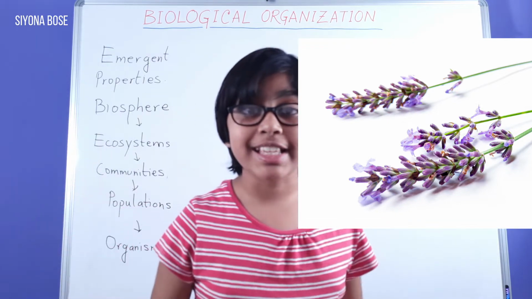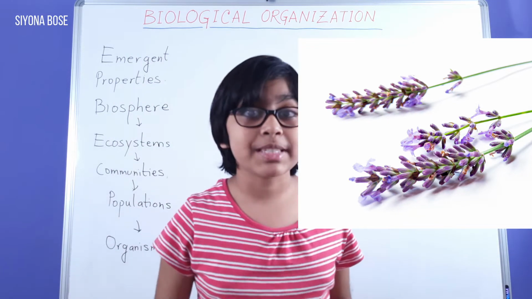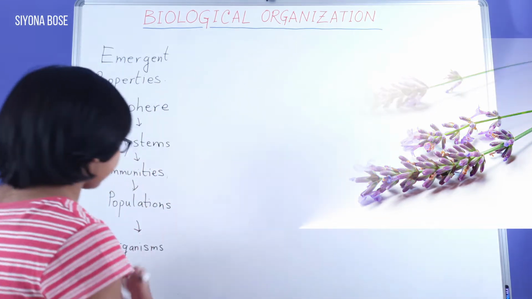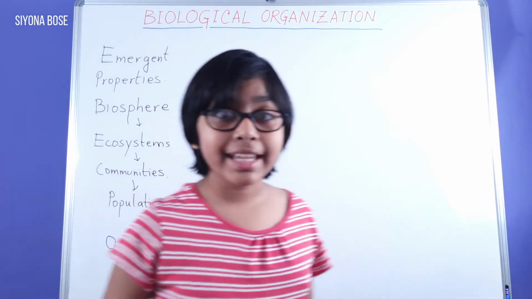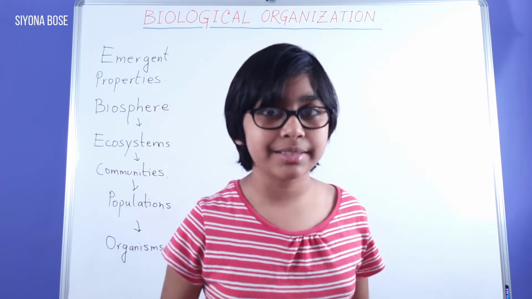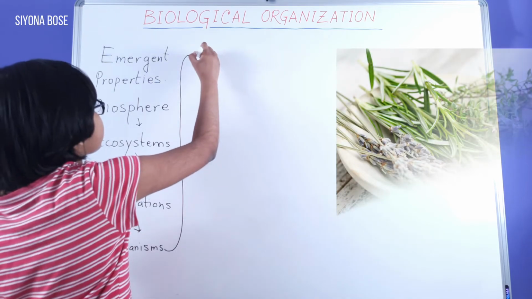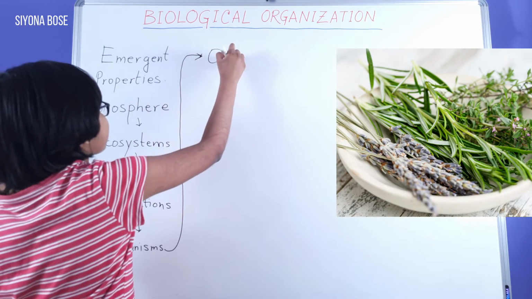Each population is made up of organisms. Every living thing in a specific population is an organism. And organisms have different parts which help them to function. Organs.